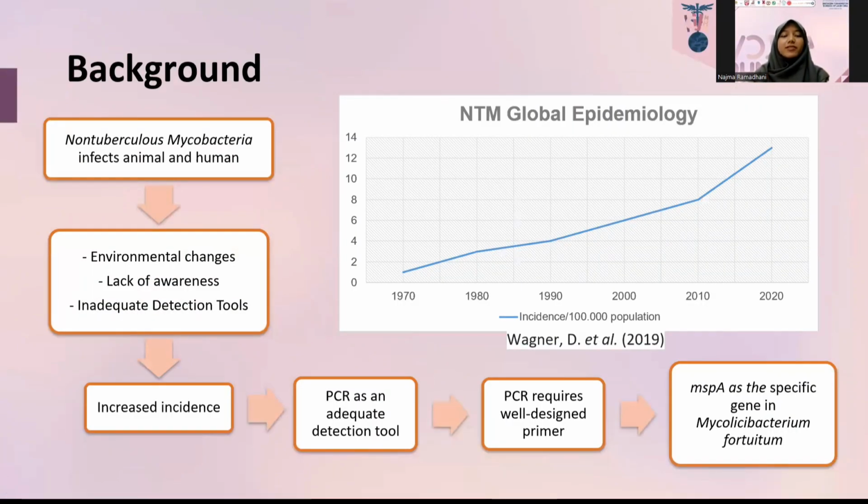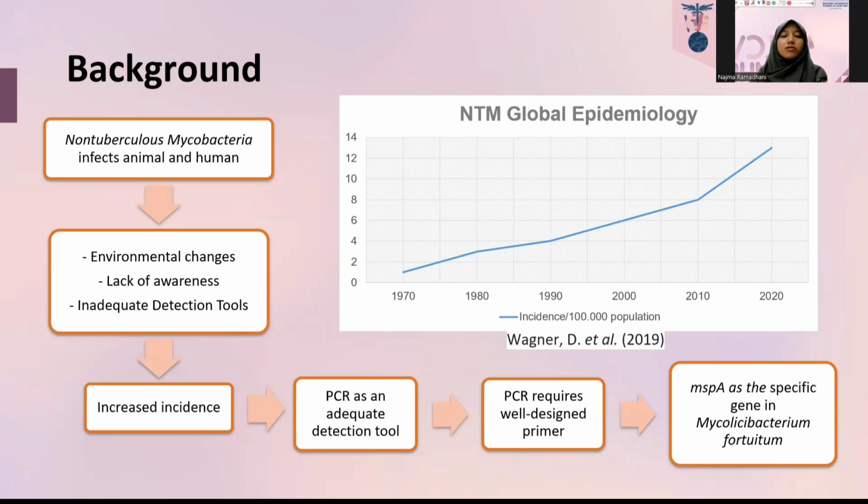Let's begin by looking at the background of this research. So, non-tuberculous mycobacteria, or NTM, generally refers to mycobacteria other than the Mycobacterium tuberculosis complex and Mycobacterium leprae. NTM can be found in the environment, such as soil and water. These bacteria can infect both animal and human. Many recent studies show an increase in NTM cases worldwide, caused by environmental changes, the unavailability of adequate detection tools, and a lack of awareness about the disease.